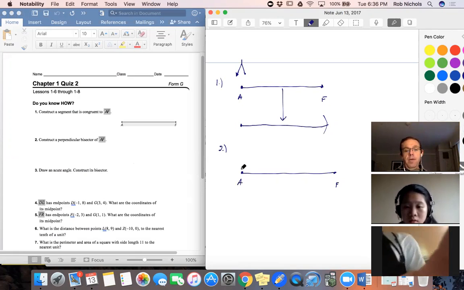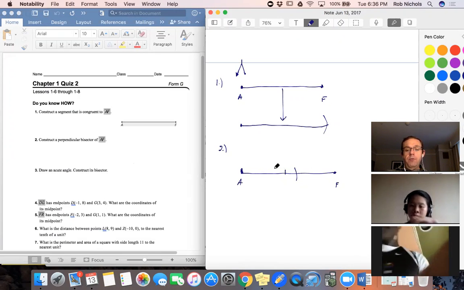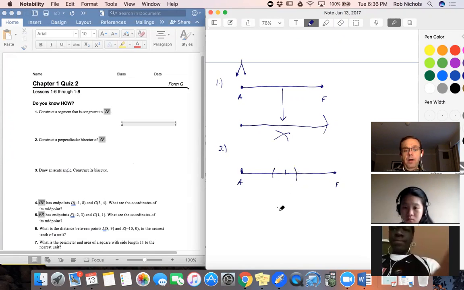Okay, so we have to put the same protractor. We start the protractor off here, and we extend it a little bit more than halfway, and we draw an arc. We do the same thing over here. We don't do the same arc. We draw a little bit halfway. Using the same distance, we draw an arc up here, and an arc down here.